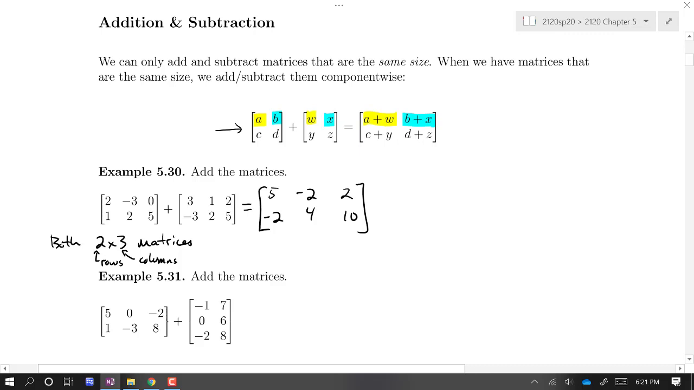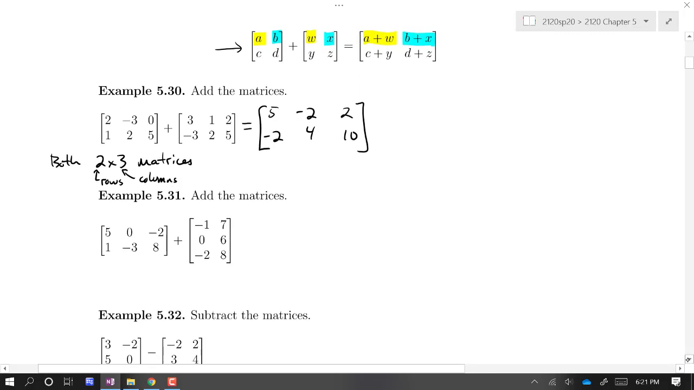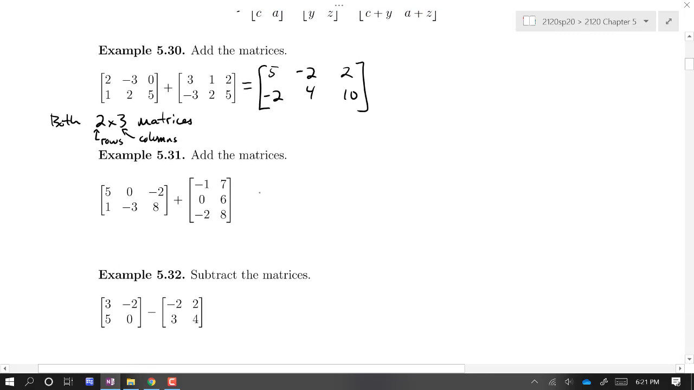If I wanted to add these two matrices, we run into a roadblock pretty quickly. We can't add them. Their sum is not defined. They have to be exactly the same size, meaning the same orientation. The first matrix is a 2 by 3. The second matrix is a 3 by 2. They're not the same orientation, so we can't add them together.